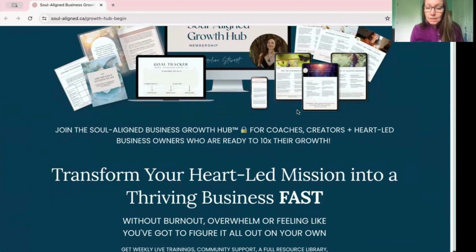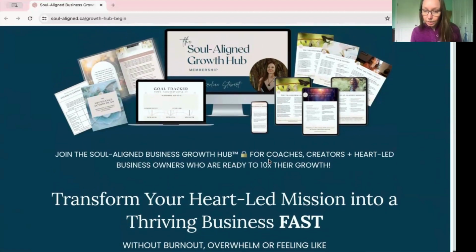So this is good because it is talking about who it's for. So coaches, creators, and heart-led business owners. So in this above the fold section, they need to know what the transformation is. They need to know if it's for them, right? That needs to be right off the hop. And so this is very clear as to who this offer is geared towards.